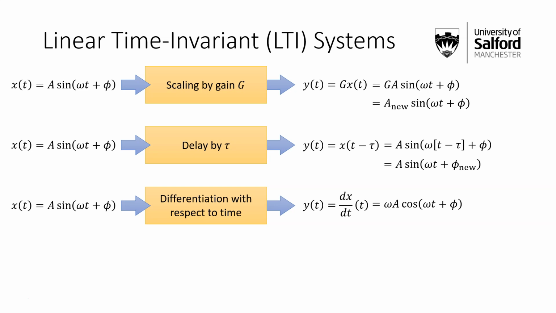Again, we can convert this back to the sine form that we had originally by noting that cos was sine of something minus pi over 2. We'll put that in, and we'll get the new amplitude and the new phase. So despite this being quite a complicated operation, differentiation with respect to time, all that's happened is the amplitude and the phase have changed.